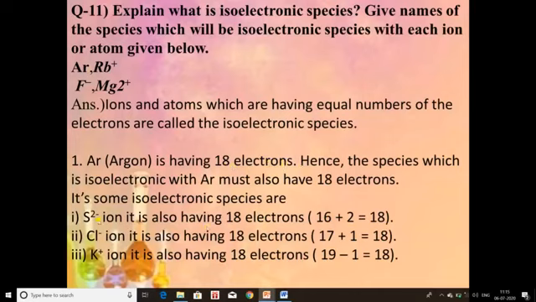These are the species which are isoelectronic with argon: S2-, Cl-, K+. If you calculate the number of electrons, it will be equal to 18, because sulfur's atomic number is 16 and there is a 2- charge, so you add 2 electrons. Here in chlorine you add 1 electron because there is a -1 charge, and here you subtract 1 electron because there is a +1 charge. So atomic number is equal to the number of electrons and protons, and here the number of electrons is the atomic number minus the positive charge.